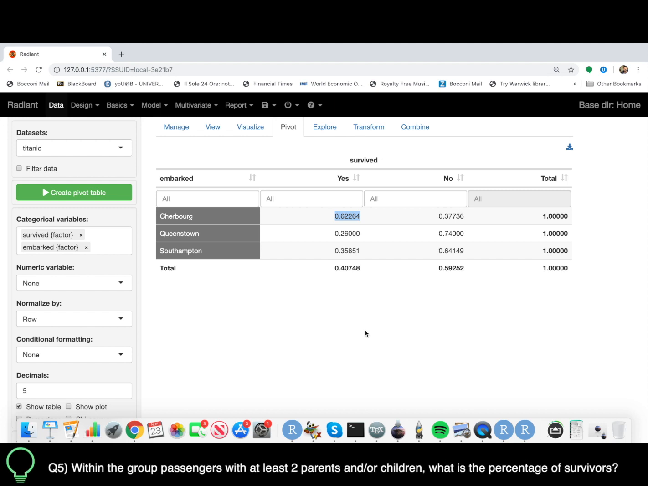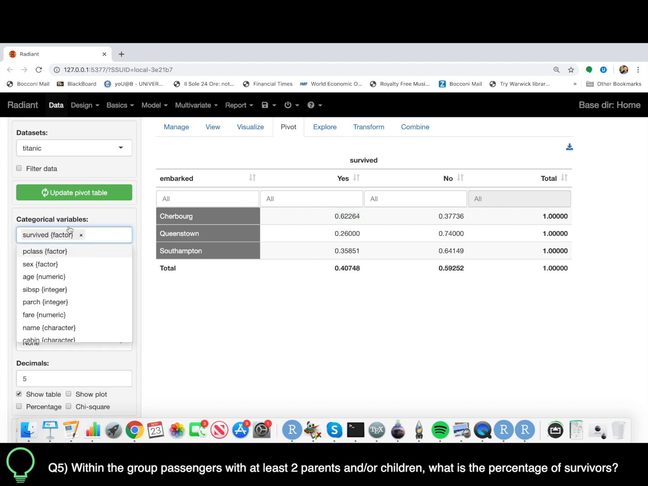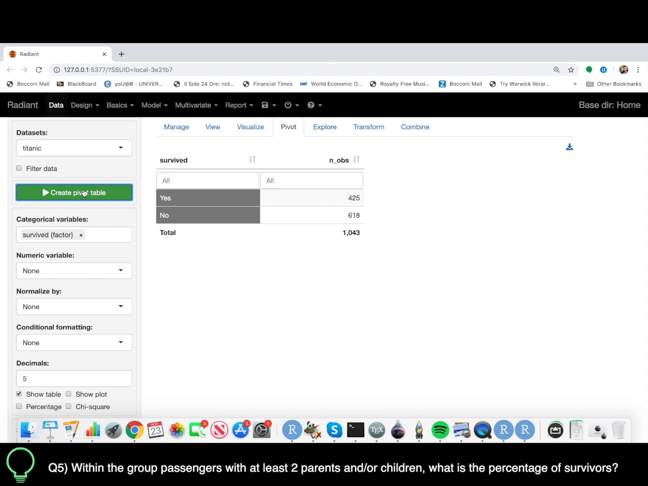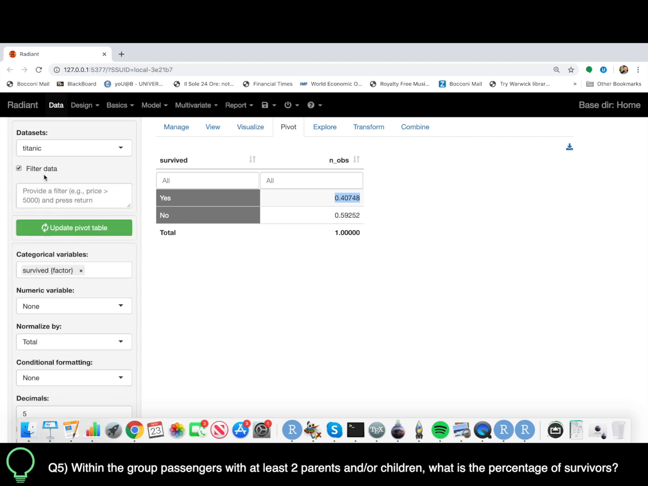Question number 5. Within the group passengers with at least 2 parents and children, what is the percentage of survivors? Okay, this is a bit tricky. We don't need the embarked factor anymore. We only look at the survived variable. So we did this before, normalizing by total, and we got the percentage of people who survived. But now I want the percentage of survived only of the people with at least 2 parents or children. How do we do this? By filtering the data.